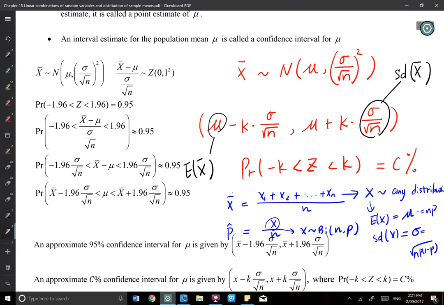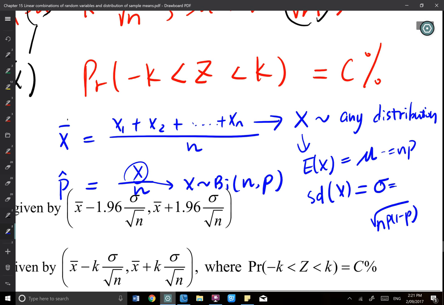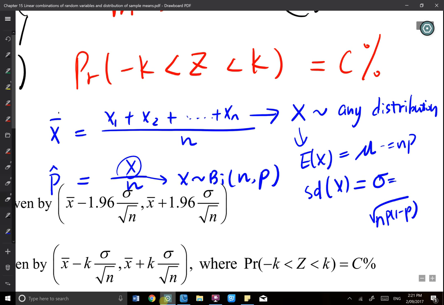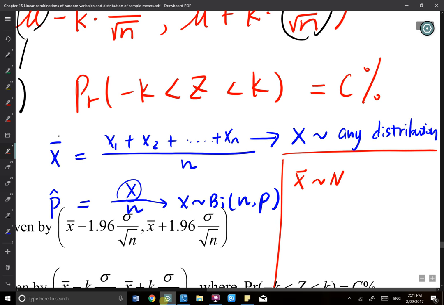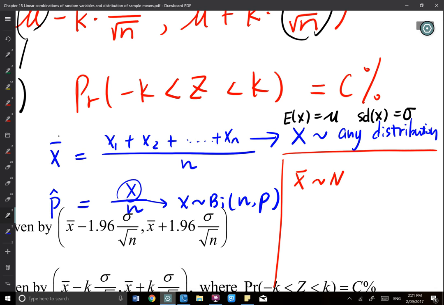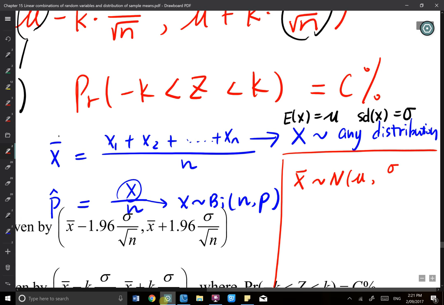A very important thing here, if you want to talk about the difference between them: X bar is always normally distributed. Let's say X is any distribution with expected X equal to mu and standard deviation of X equal to sigma. Even though it can be any distribution, X bar is always normally distributed with mu and sigma over root n. Always.